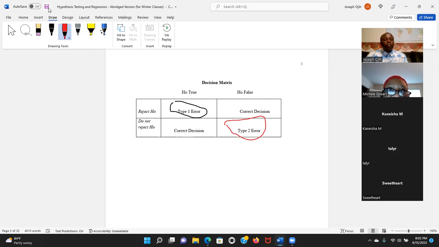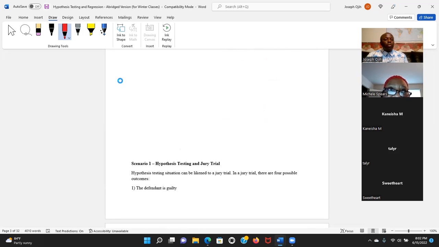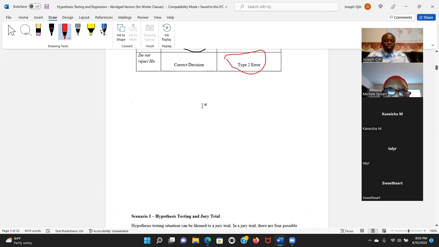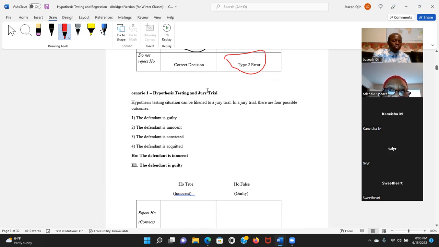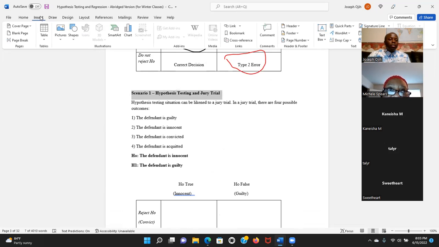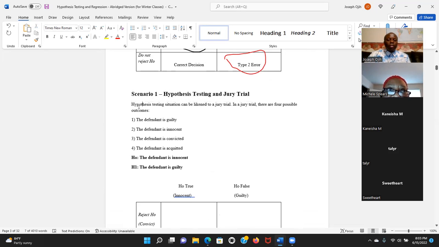Okay, that's what it is. Now, let me use a real life example to explain this. The scenario is, and we use the one that is common in America, the jury. The legal system is very, very strong in the United States, basically used for most decisions.